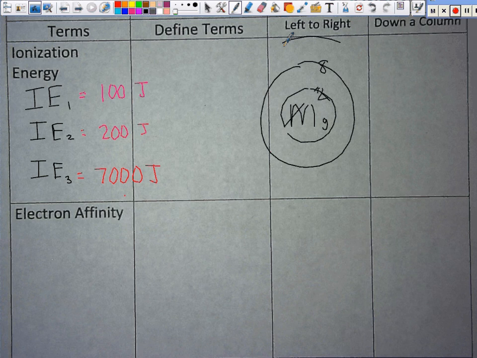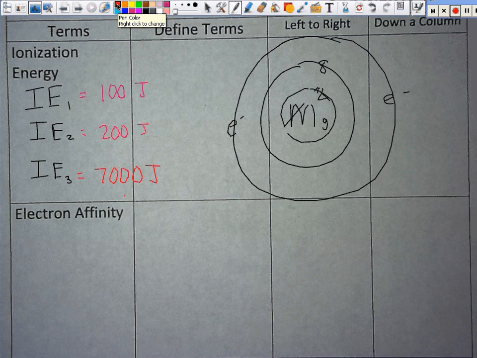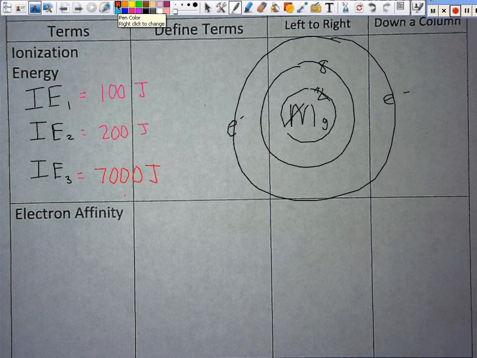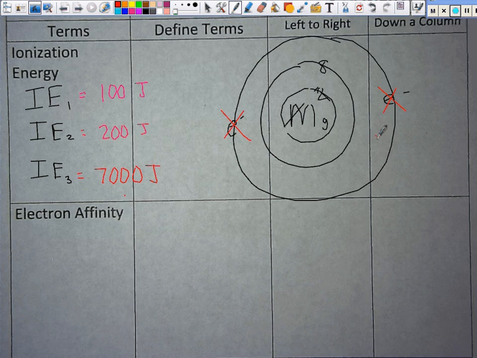Yes. Now, the first one we got rid of, 100 joules, right? No big deal. Now, does it get a little bit harder to remove a second one? Yes. So what happens when they lose the second one? Then all of a sudden, 7,000. Why? Because what you've just done is you've entered the second orbital. And what is very significant about this second orbital? It's got its octet. It's complete. So is it going to let go of any of these 8? No. It is almost impossible.